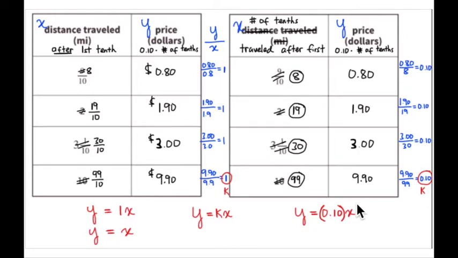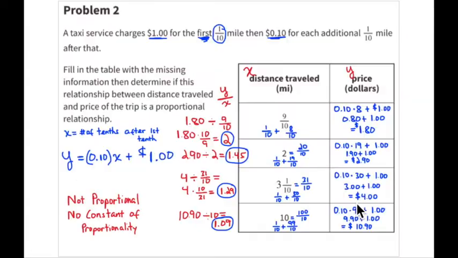So interesting how the wording can change how you write the calculations and how you end up with the constant of proportionality. So this was 1/10 of a dollar or 10 cents for each additional 1/10 mile.